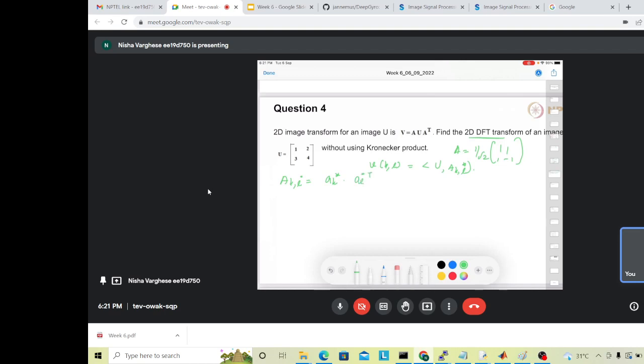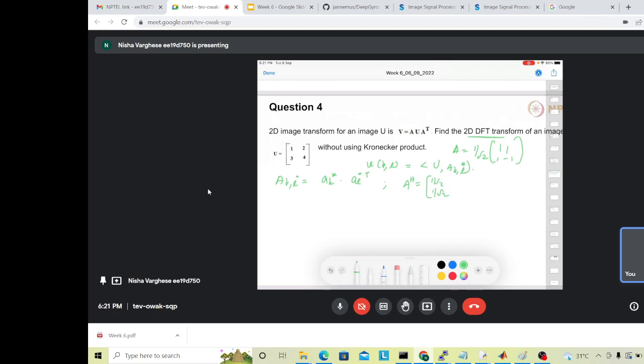So we know A, right? So A Hermitian can be written as 1 by root 2 times the matrix. In the case of DFT, A Hermitian and A are the same, right? Because what is A Hermitian? A conjugate transpose. But in the 2 dimensional DFT, for N equal to 2, it has only real numbers, so conjugate and transpose will be the same as A Hermitian. Then this is A0 star, this is A1 star.